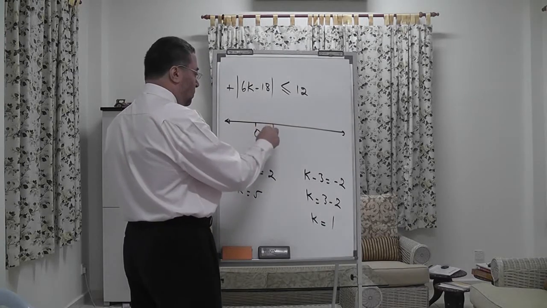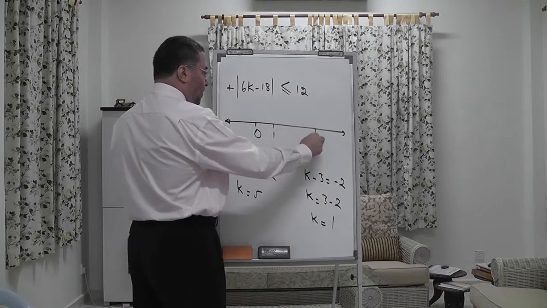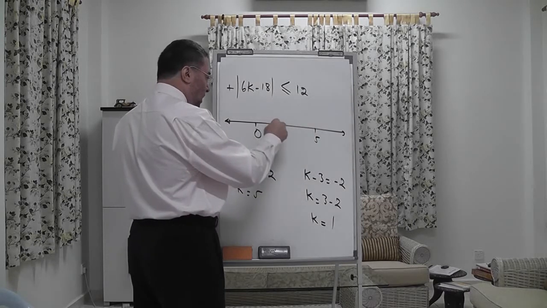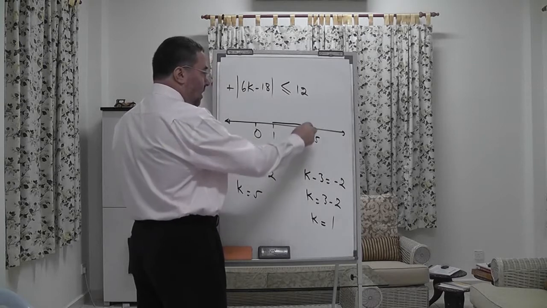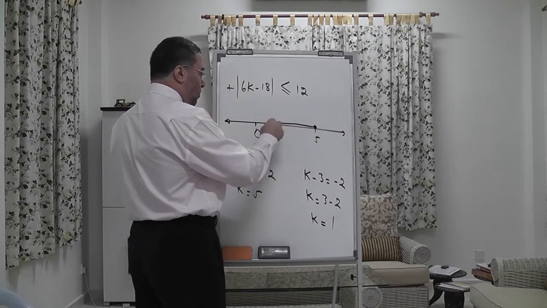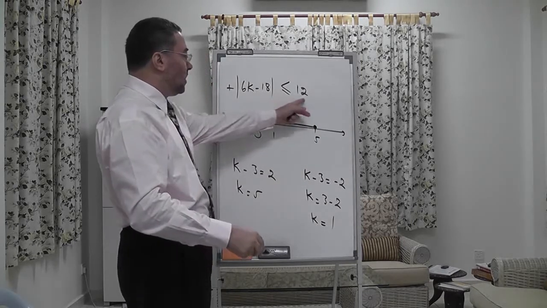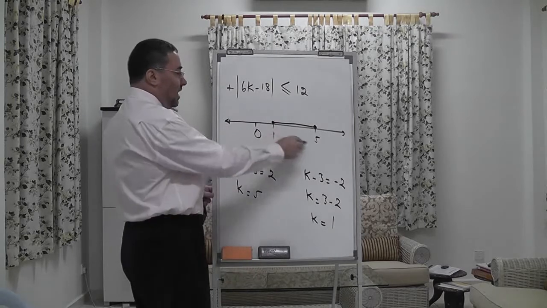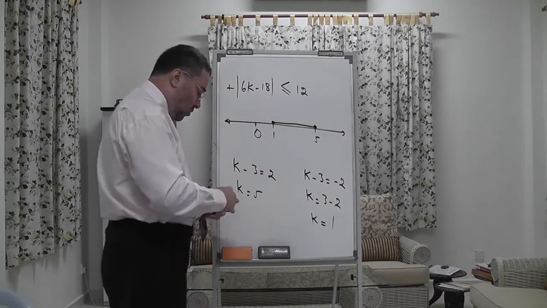So this is 0, 1, 5, k is between these values, and we darken 1 and 5 because they are included in the set. So this is the answer to this inequality.